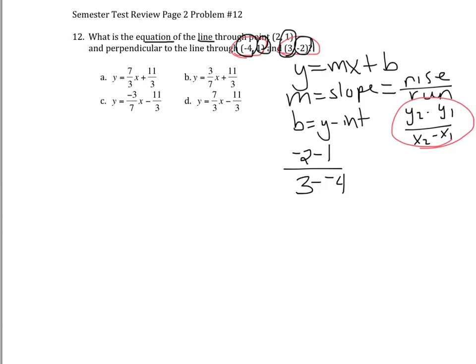All right, so if we finish this up, we will have negative 2 minus 1 is negative 3 over 3 minus a negative 4 is 7. So the slope, the current slope for the one line is going to be negative 3/7.